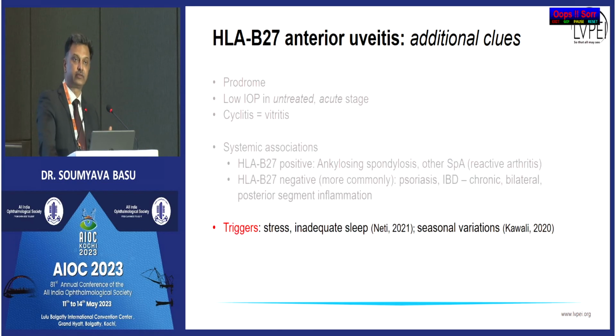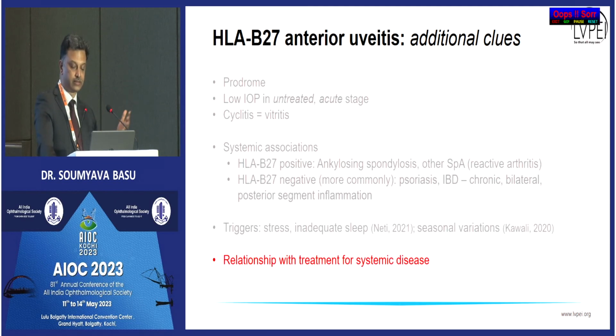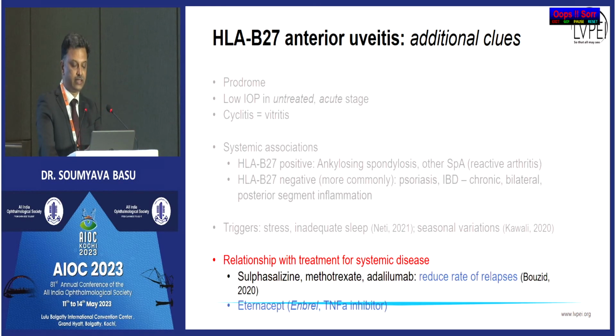There are certain triggers of the disease that you should be aware of. In many people, it gets triggered by stress, including inadequate sleep, and in some settings it gets triggered by seasonal variations as well. And finally, the treatment for the systemic disease also has a relevance for the ocular disease, because some of the treatments like sulfasalazine or methotrexate or the TNF inhibitor adalimumab will have a reduced rate of recurrences, while if the patient is using etanercept, and you have to ask for it, the trade name is commonly Enbrel, there is a chance that it may exacerbate the ocular disease while relieving the systemic disease.